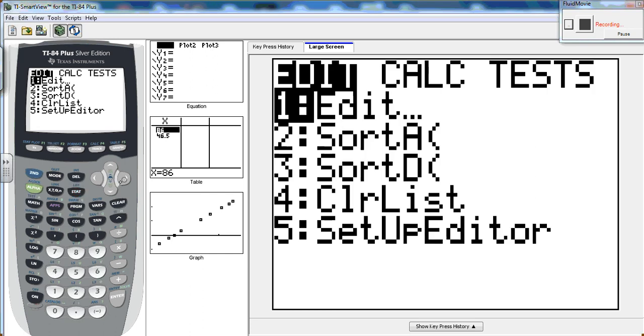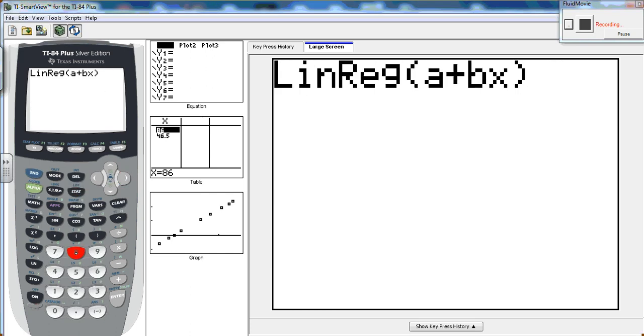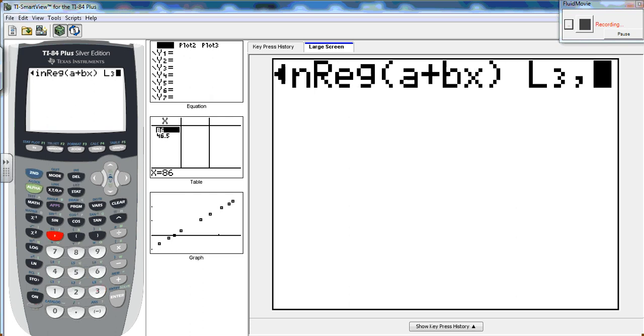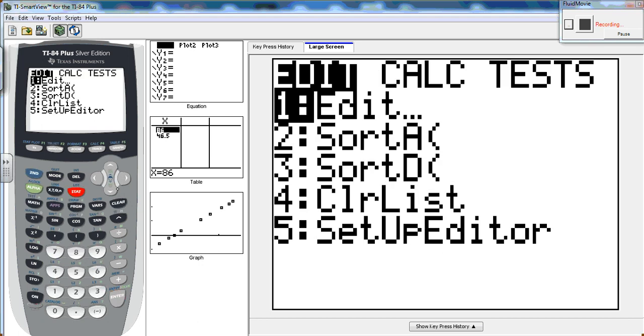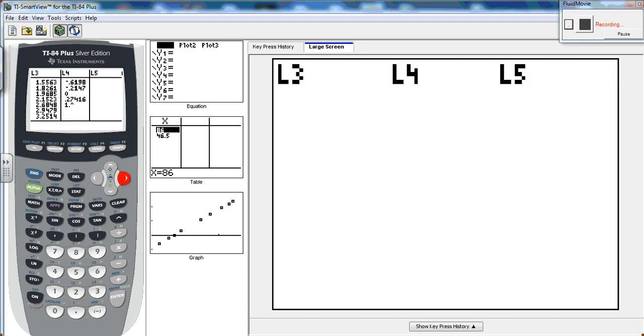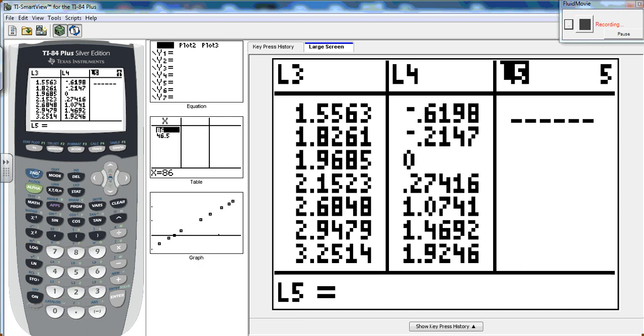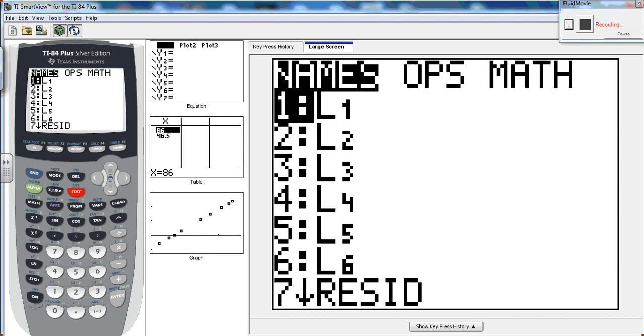So we'll go to Stat, Calc, linreg. Now because we're using list 3 and list 4, we need to specify. So list 3, comma, list 4. So there's our model. Our residuals have now been calculated. So when we go to Stat, Edit, let's come over here to list 5, second list. Let's bring our residuals in.